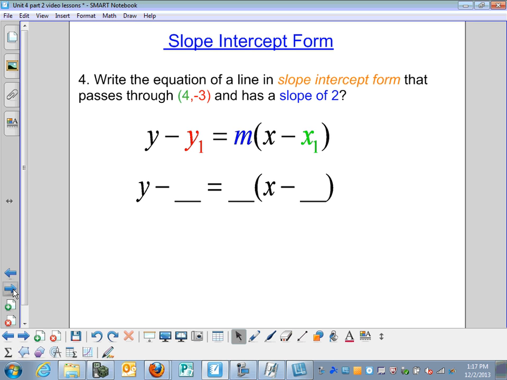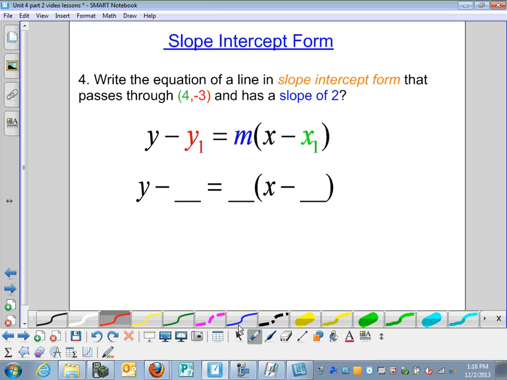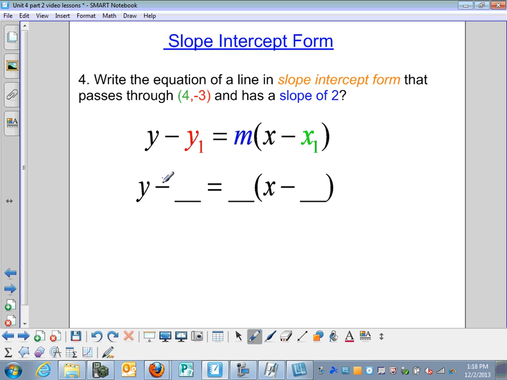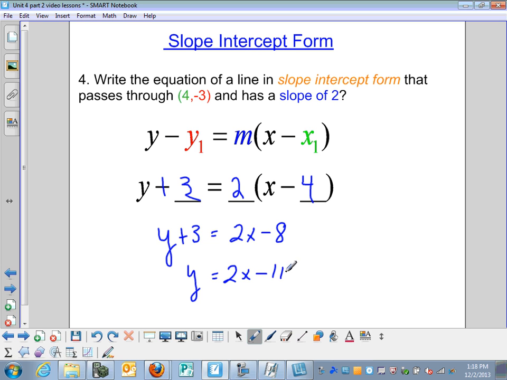Slope-intercept form. Write the equation of a line in slope-intercept form that passes through (4, negative 3) and has a slope of 2. What we're going to do here is put it in point-slope form, and then distribute and combine and end up in slope-intercept form. So we're going to need the y value. The y value here is negative 3, or y plus 3, equal to the slope of 2 times x minus 4. So we have y plus 3 equals 2x minus 8. Minus 3 on both sides, y equals 2x minus 11.